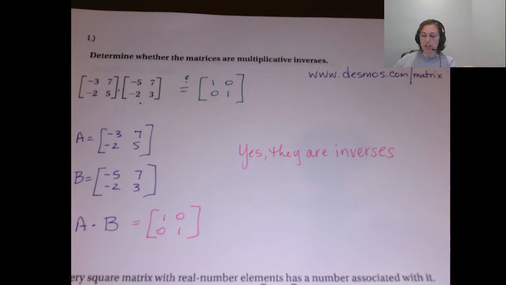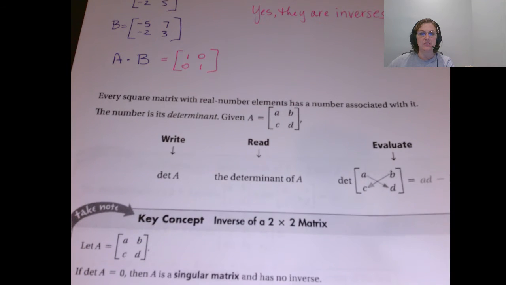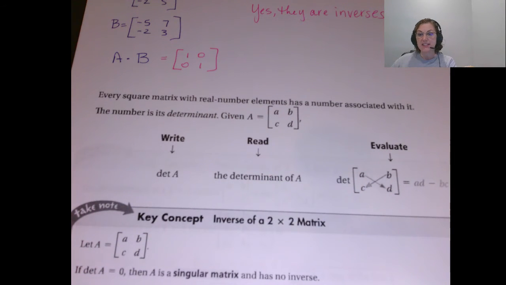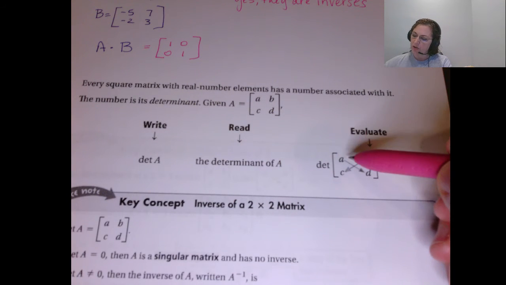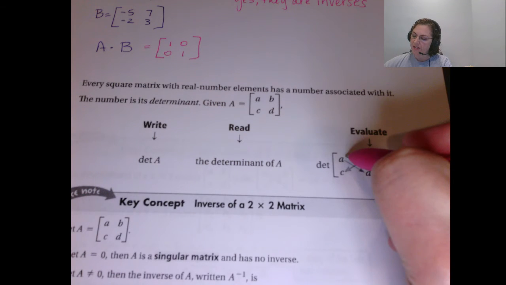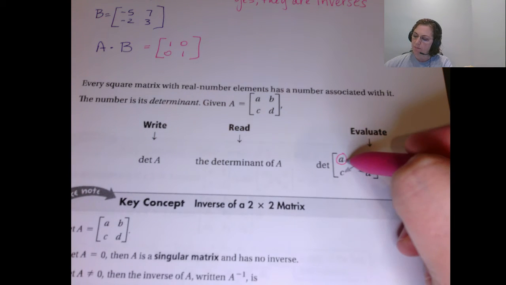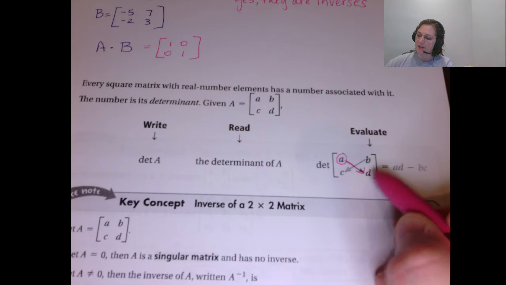Next concept we want to look at is the idea of a determinant. So we say the determinant of A. Now I want you to look at how it's actually calculated. Notice it's only for a square matrix. We start in the top left and we multiply across. We multiply these two elements together.